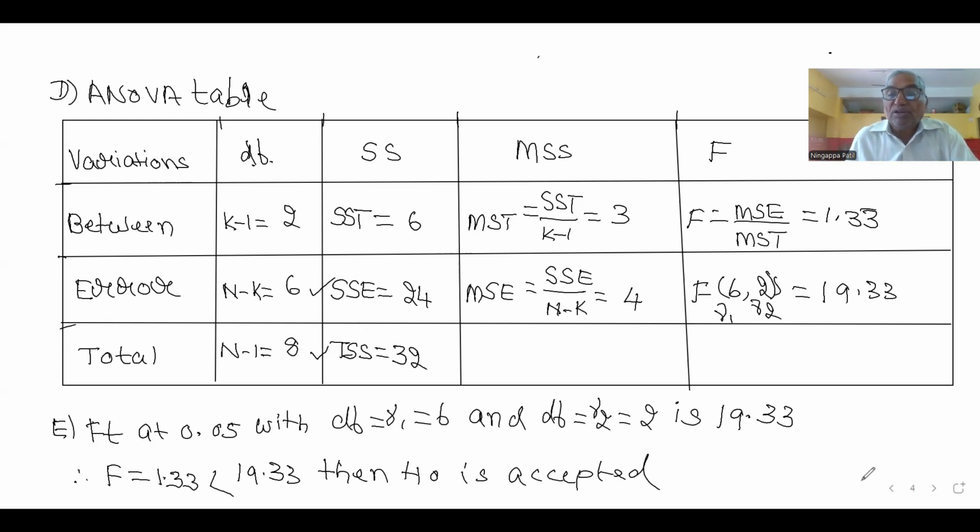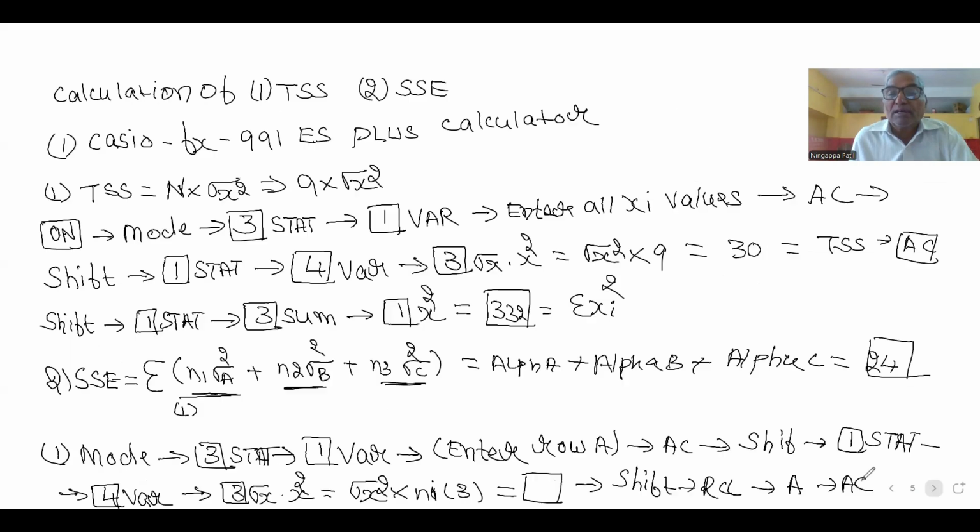And now I tell you how to do it in calculator. Look here, my dear students, calculation of TSS and SSE from the calculator. You use the Casio FX 991 ES plus calculator for this operation. TSS calculation equal to n into sigma x square. This is the total variance of the table. n is 9 into sigma x square. This is variance of all values. This variance you have to calculate from the calculator.